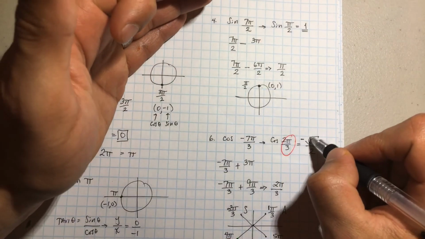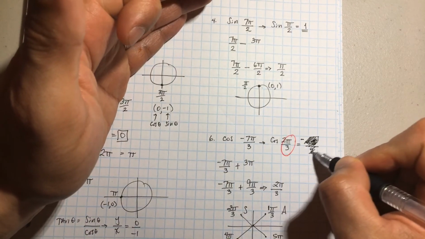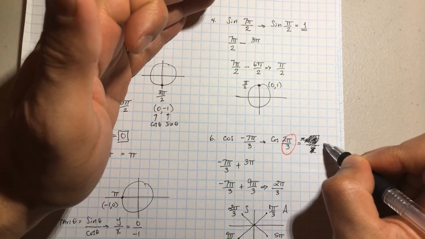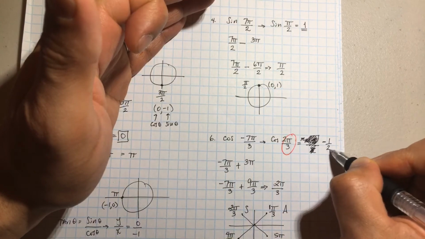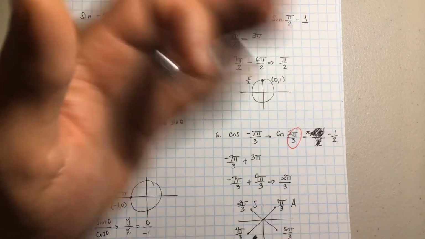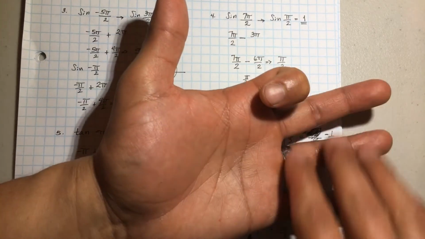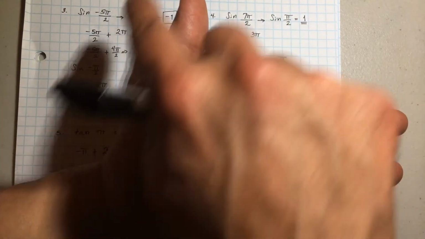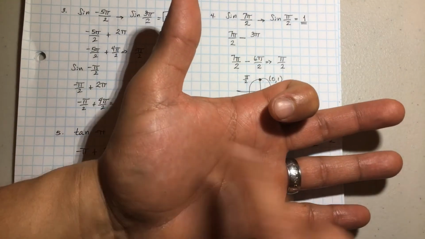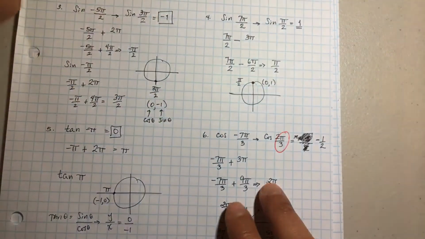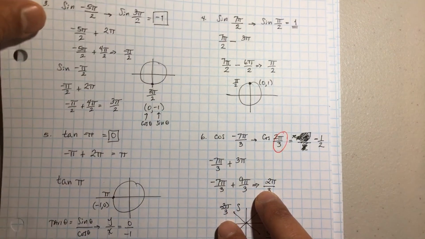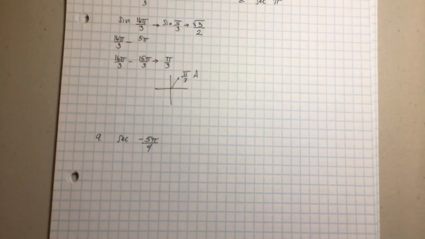So actually this is not right. This should actually be negative 1/2. Okay, you see that? So don't make that mistake that I made. Cosine's on the top, sine is on the bottom. C for cosine on the top, S for sine on the bottom. But let's go ahead and continue and see if we can do some of these, okay?